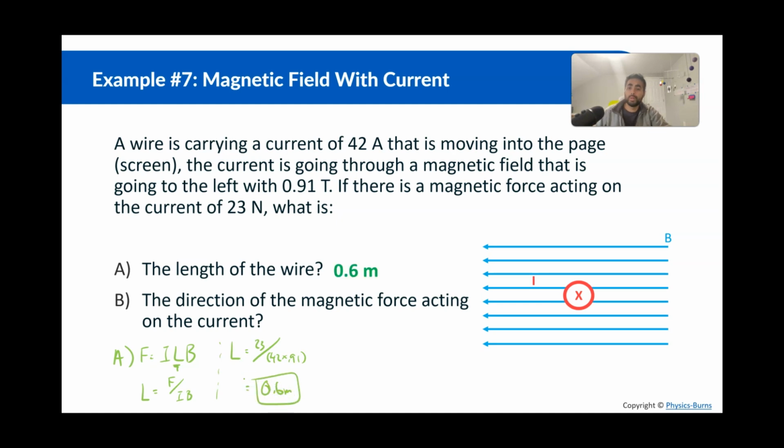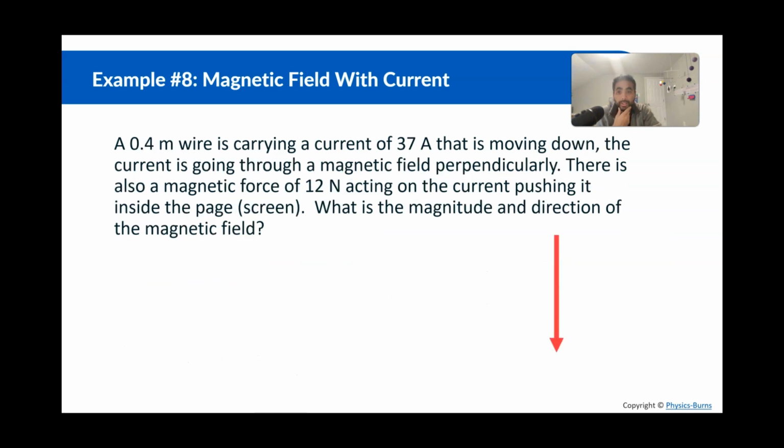Okay, what is the direction of the magnetic force acting on the current? Okay, so the current is going into the page. The magnetic field is going to the left. Okay, that means the force is going to be going straight up. So up. Alright, moving on.